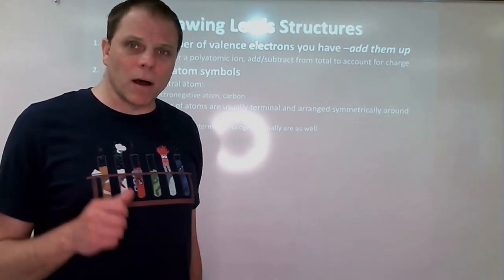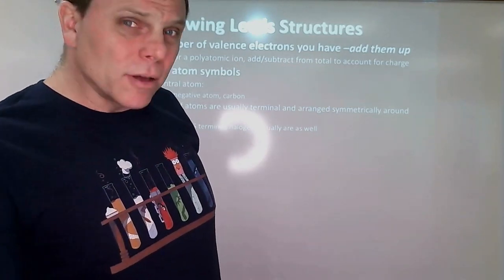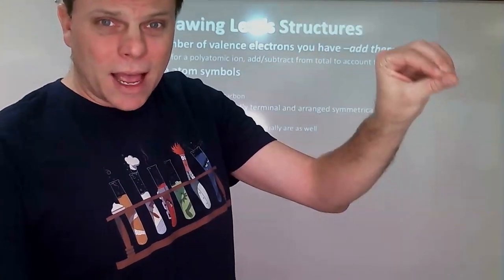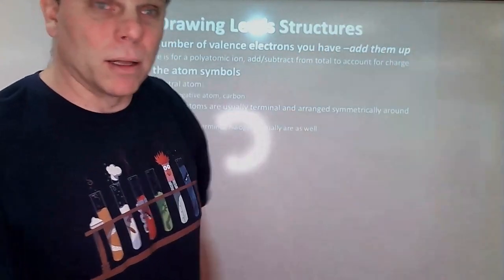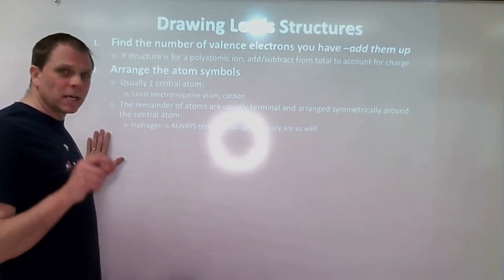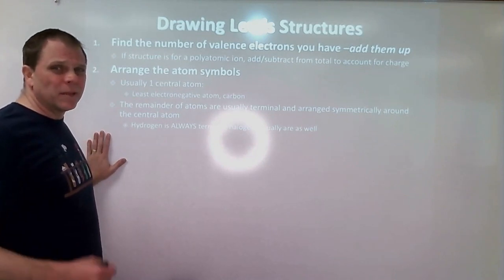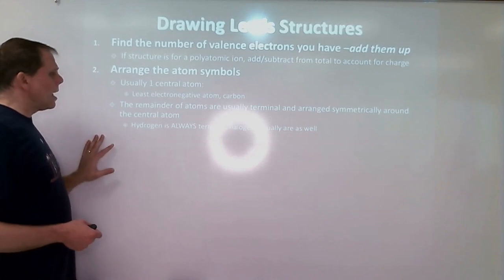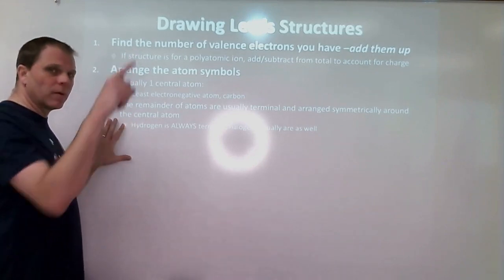You're going to have to add up all the valence electrons you have for each of those individual elements. You have to look at the periodic table, see what column it's in, see how many electrons it has, and then add them all up, okay? Now, then you're going to arrange the symbols. You're always going to put the least electronegative atom in the middle. Typically, it's going to be something like carbon, okay? And the remainder of the atoms are going to be around the outside.